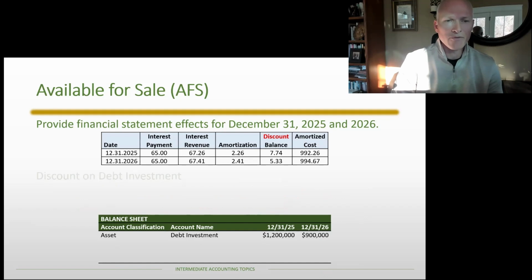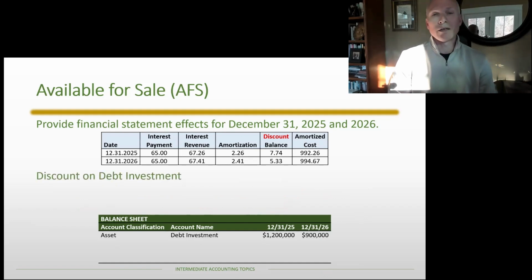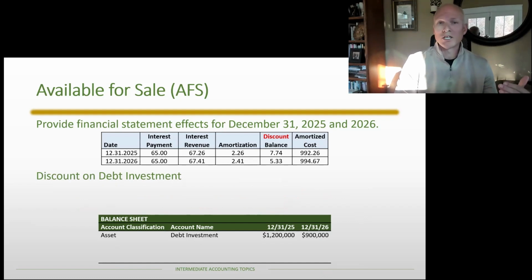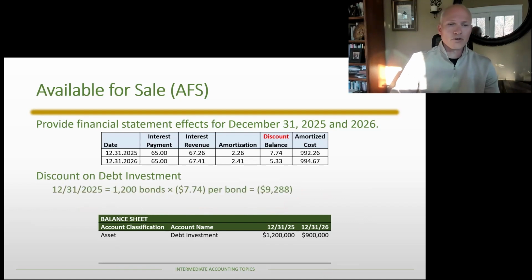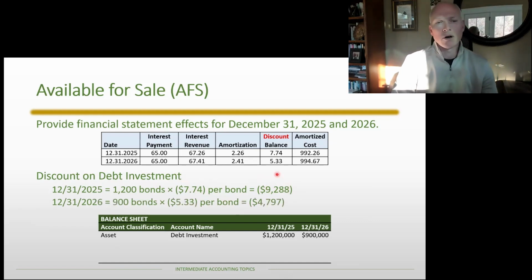The next account is the discount. Whether it's held to maturity or trading, we are still going to have this discount, but remember this is a contra asset, and so on the balance sheet, it's going to be reported as a negative number. At each step of the way, on December 31st, 2025, the balance was $7.74 per bond. Again, because it's a contra asset, that balance is going to be negative. And then for our 900 bonds on December 31st, 2026, they're being carried at $5.33 a bond.